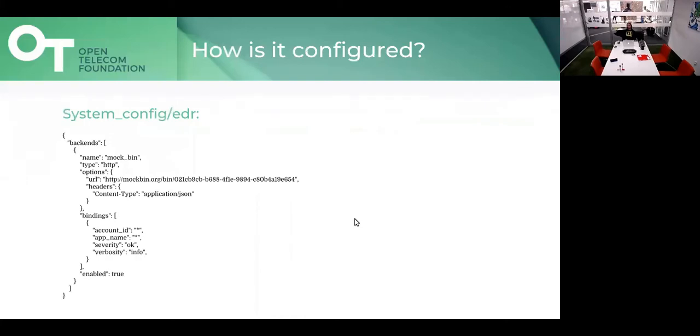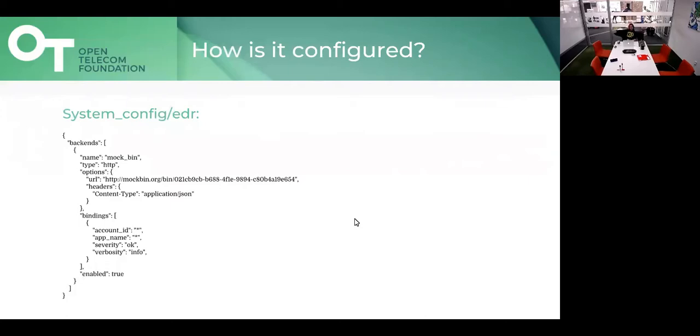Backends are configured in the system config. So here's an example of just sending events out to Mopin, which is basically a webhooks testing service. You specify the URL that you want to be invoked when events are received. You can specify optional headers. So we're going to specify that the content type is JSON, and the binding. So in this case, we're binding to all events from all accounts that have a severity of okay or greater and a verbosity of infinite.